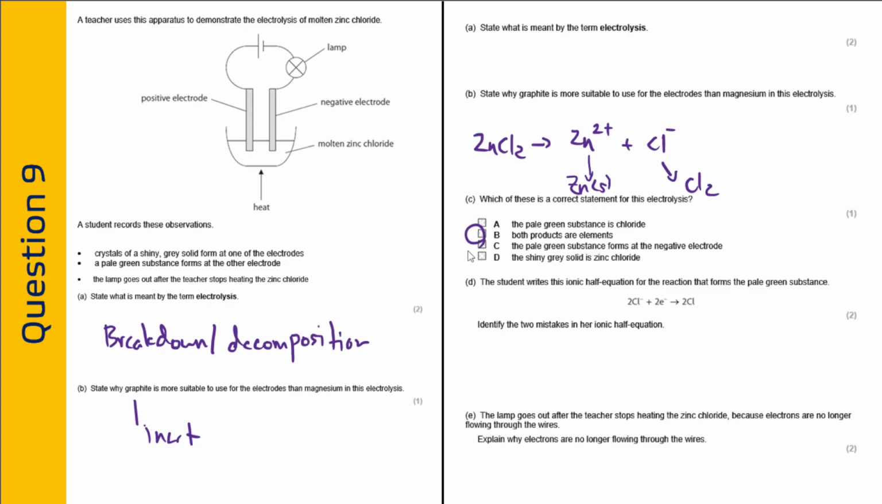A student is writing the half ionic equation for the reaction that forms the pale green substance. Identify 2 mistakes. You know this already from the previous question.